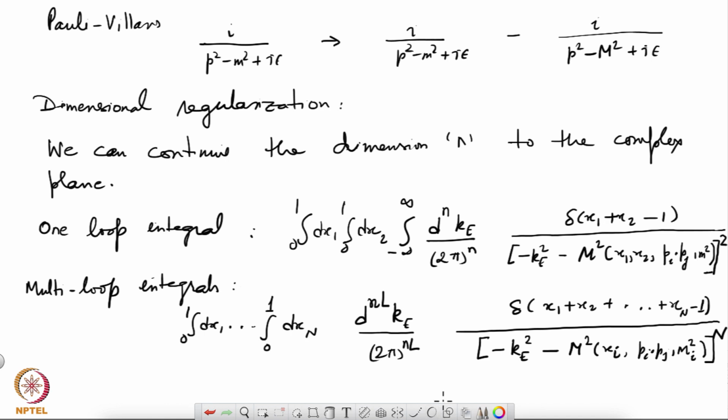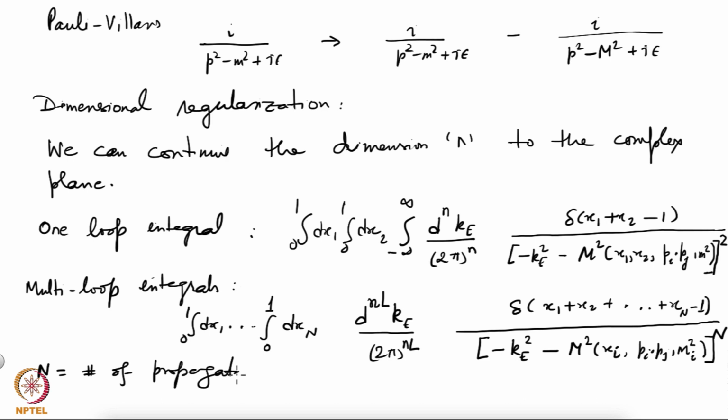Maybe I should write here: N is number of propagators, and L is number of loops, n is number of dimensions. Okay, so that's the general structure.